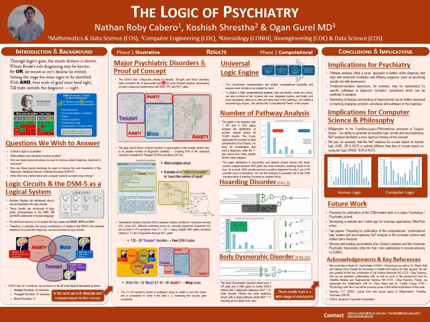So the first phase is basically a bottom-up approach, and phase 2 is what we call the top-down approach. At first, we translated all the DSM Axis 1 diagnostic criteria into a logical circuit with the help of Boolean algebra, and then we used multiple AND and OR gates. An interesting example we took was from generalized anxiety disorder.